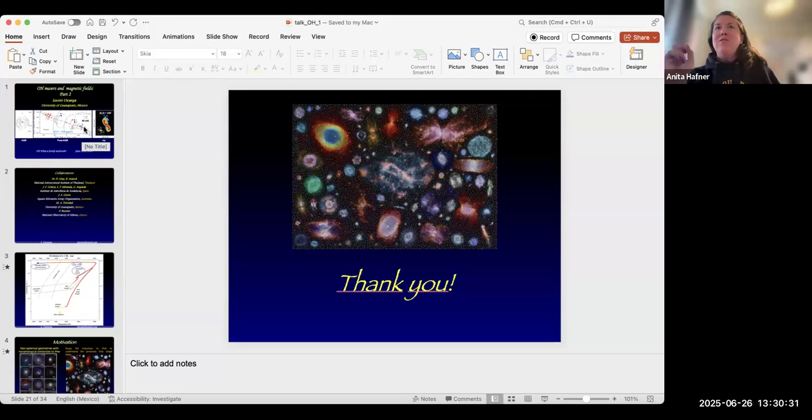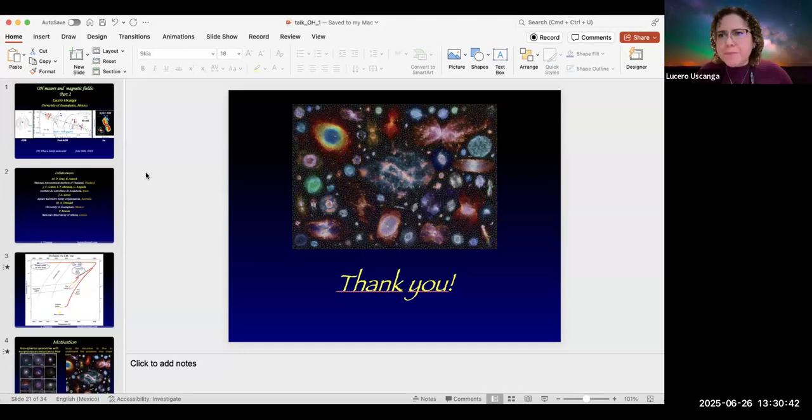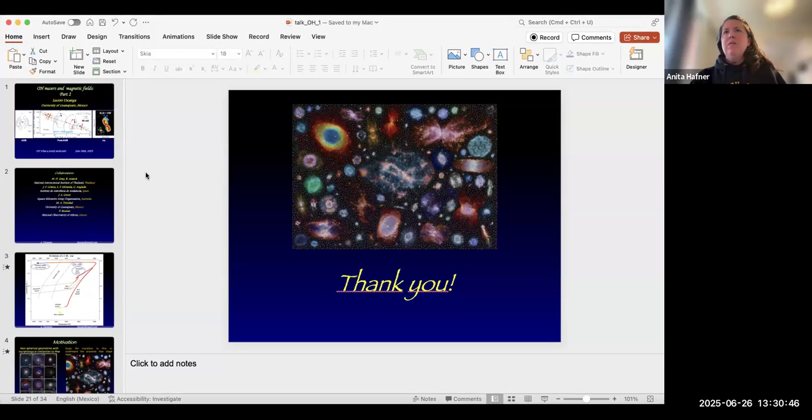Okay, I didn't see any hands shoot up, so I'm going to ask a question. The magnetic field reversal that you mentioned towards the end there, I was wondering if those observations were made with the same instrument.